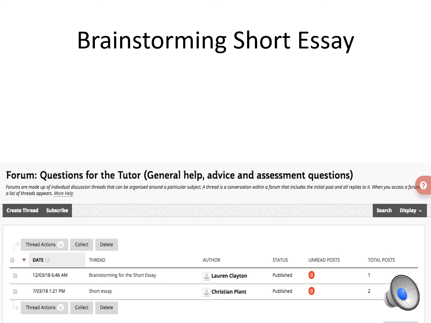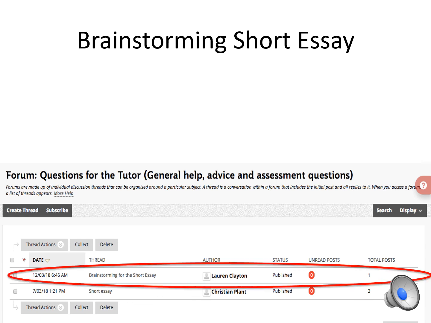So that's a rundown of the short essay. If there's anything you're unsure of, please ask. And I've started a thread about the essay on the questions for the tutor forum. So please post your questions and your ideas up there because it's a great way to get some direct feedback from myself and your fellow students. And if you're off track, I can help guide you back on track.